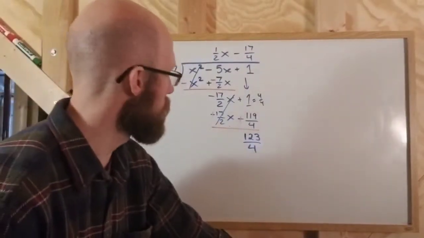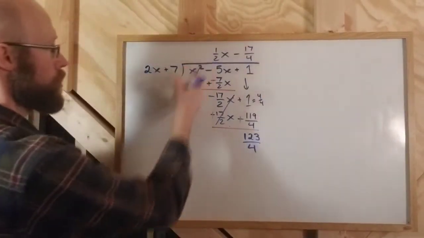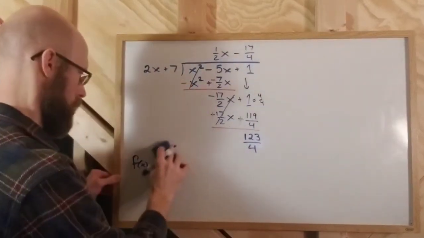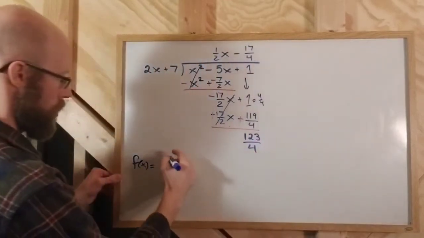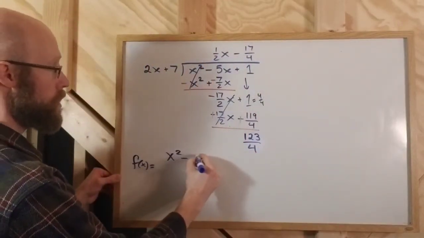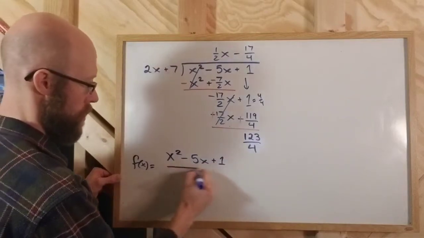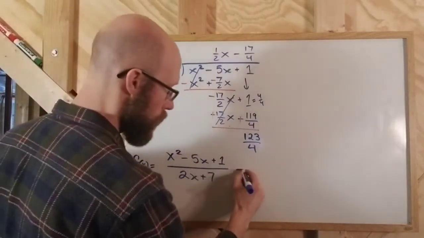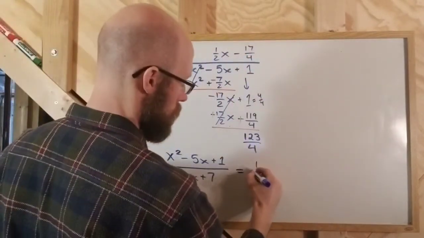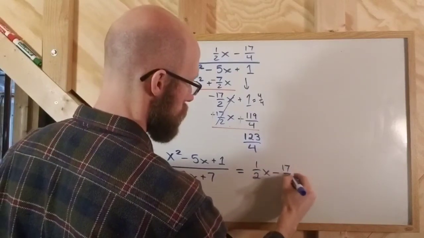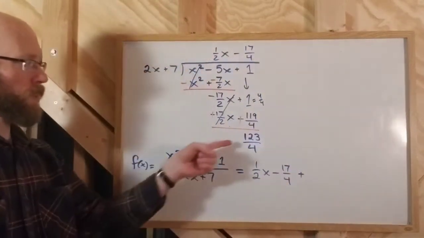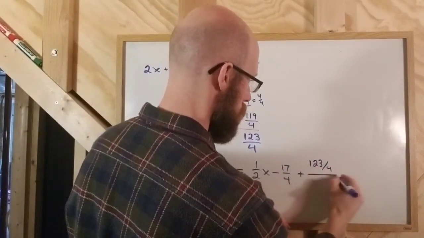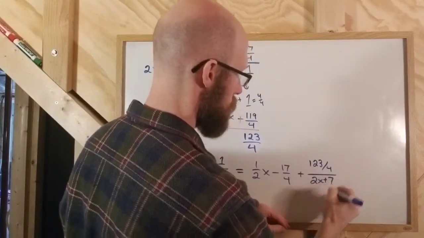Well, in the end, it tells us that the original fraction, which was the original function, I should say, which was x squared minus 5x plus 1 all over 2x plus 7, that original fraction is equivalent to the quotient 1/2 x minus 17/4 plus the remainder over the divisor. So that'd be 123 over 4 over 2x plus 7.